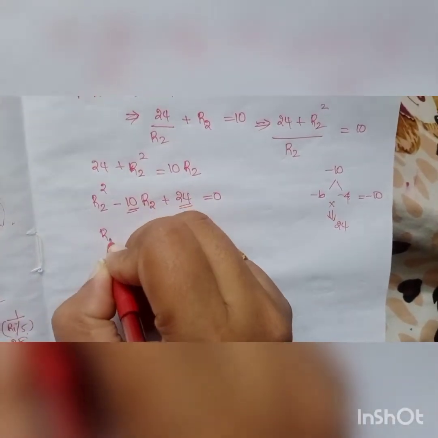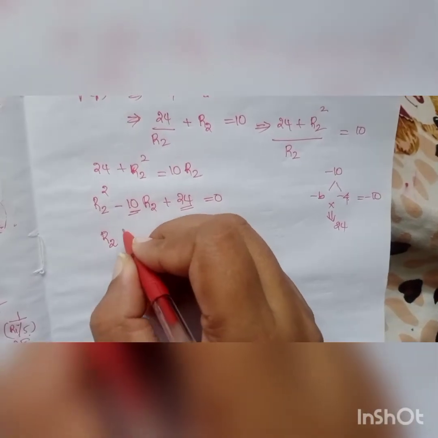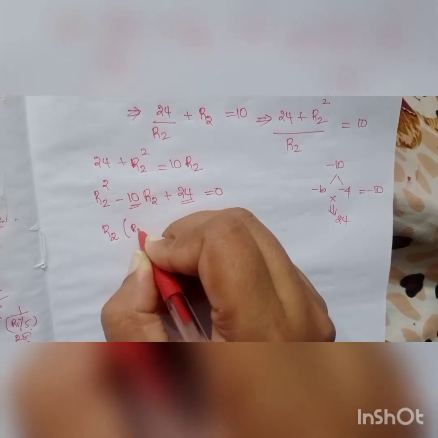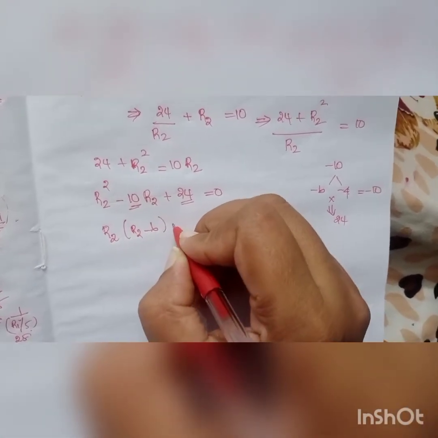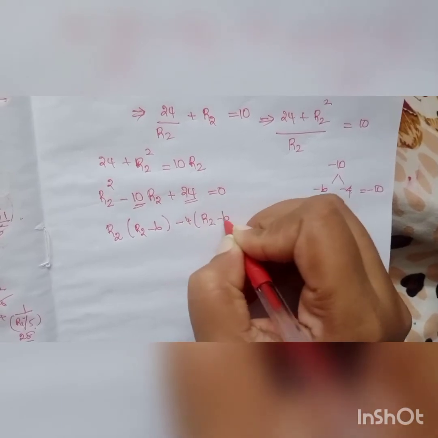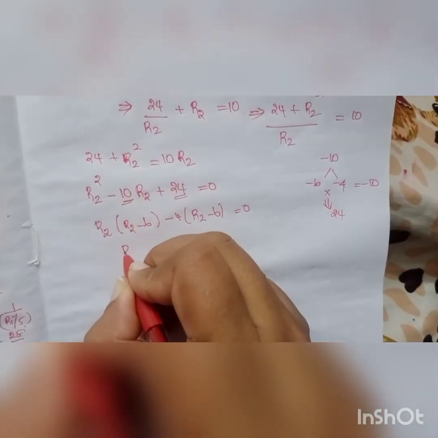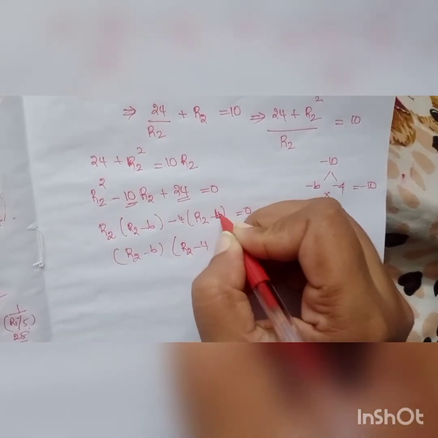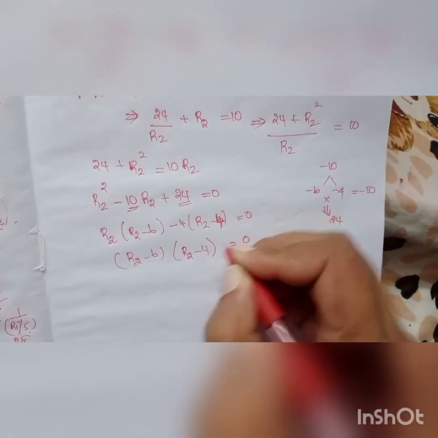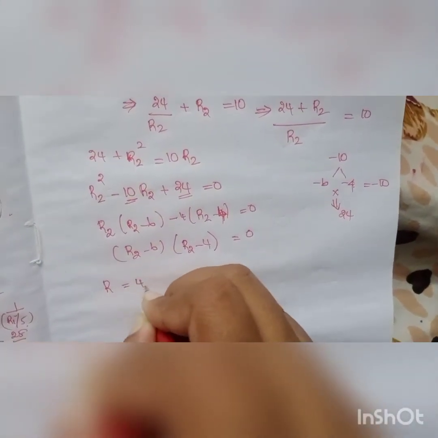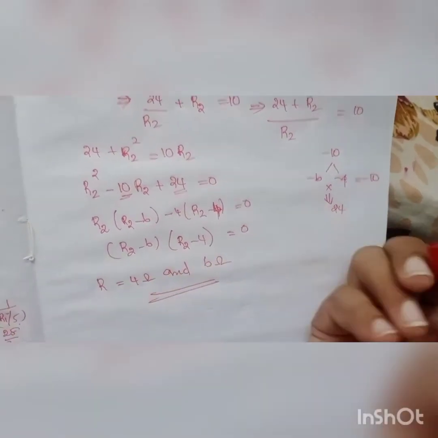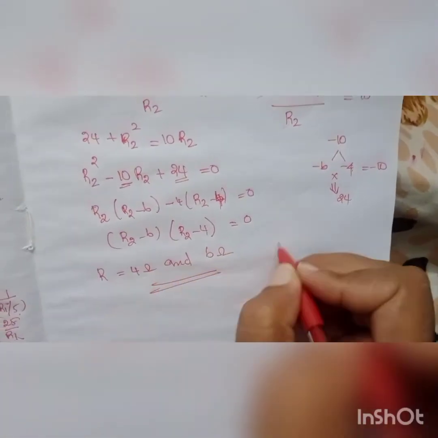So how can I write R2 into what it will be? R2 minus 6 into R2 minus 4 is equal to 0. So you will get the values for R as 4 ohm and 6 ohm. Either R1 can be 4 or R2 can be 4, whatever it is. So the values for resistance are 4 ohm and 6 ohm. So I think this is clear.